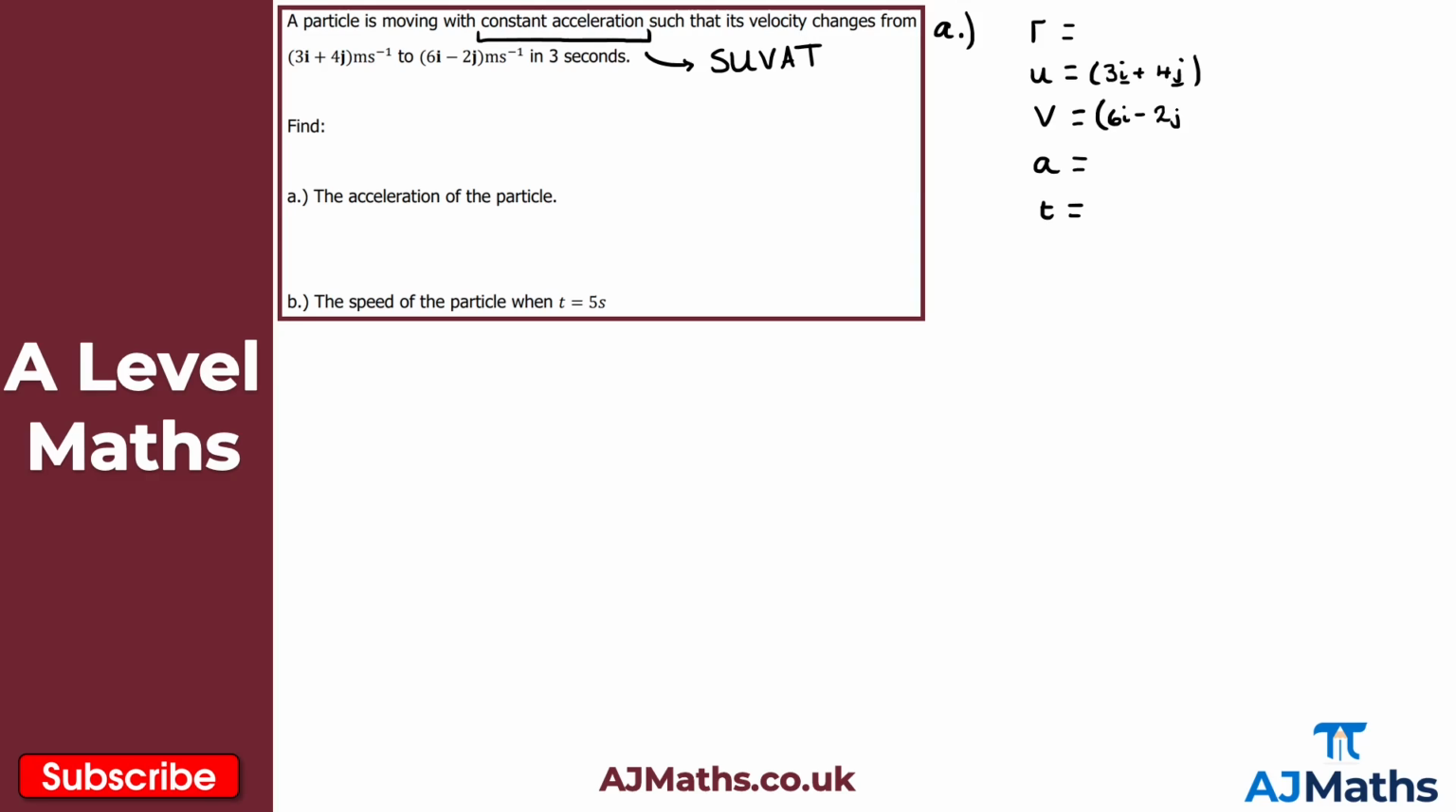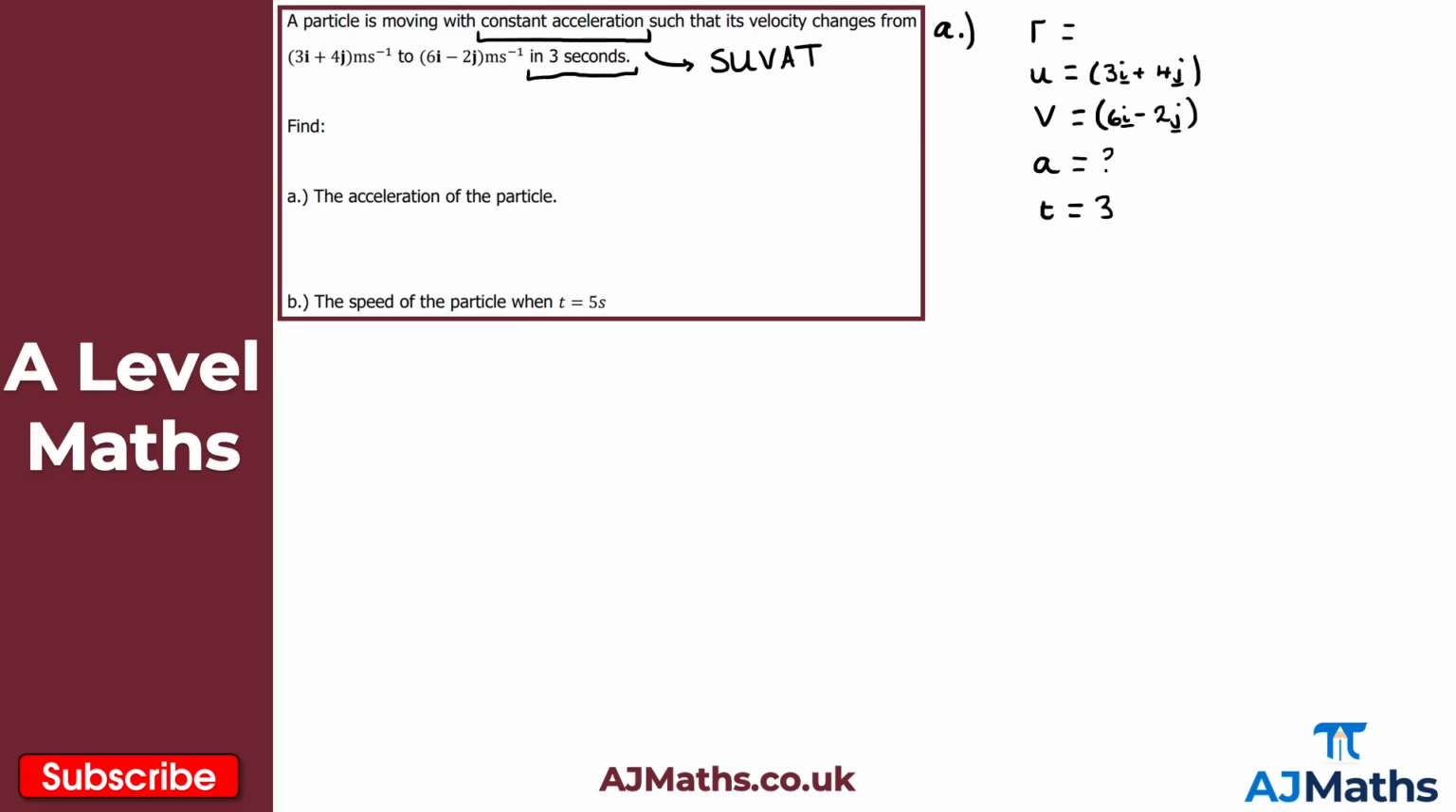So 6i minus 2j there. For a, we don't know what that is. That's what we're looking to solve here for part a, so I'm going to put a question mark there to indicate that. And then finally t, the time, would be 3 seconds. So t equals 3. That's all the information that we already have here.